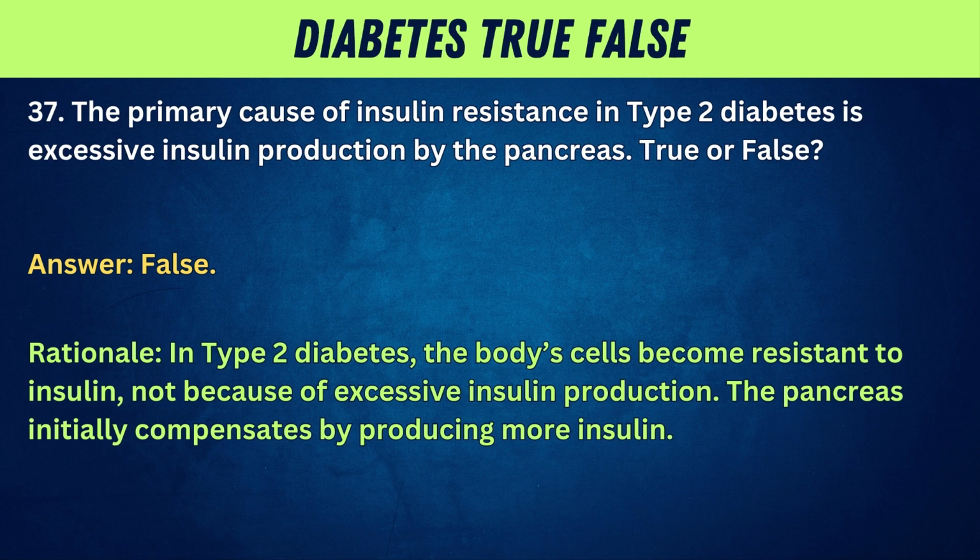37. The primary cause of insulin resistance in type 2 diabetes is excessive insulin production by the pancreas. True or false? Answer: false. Rationale: in type 2 diabetes, the body's cells become resistant to insulin, not because of excessive insulin production. The pancreas initially compensates by producing more insulin.